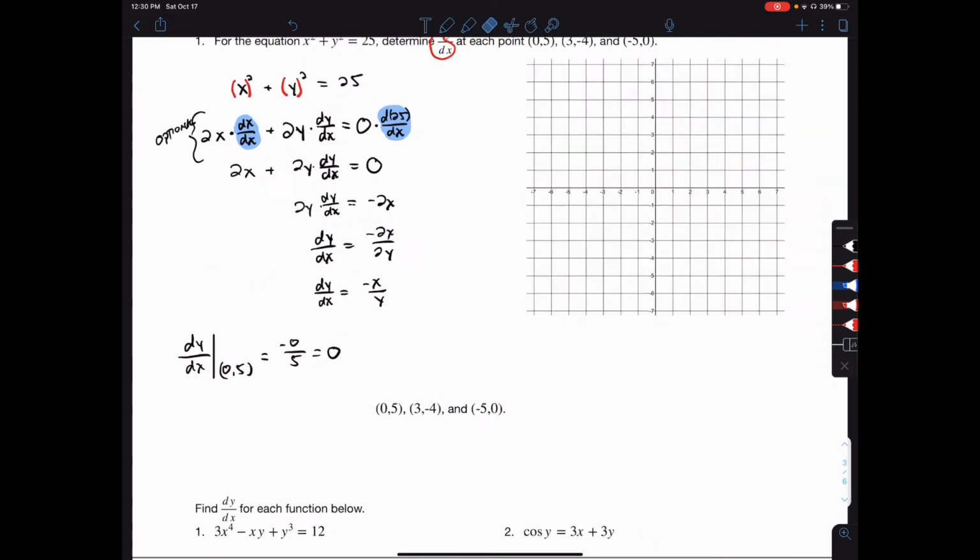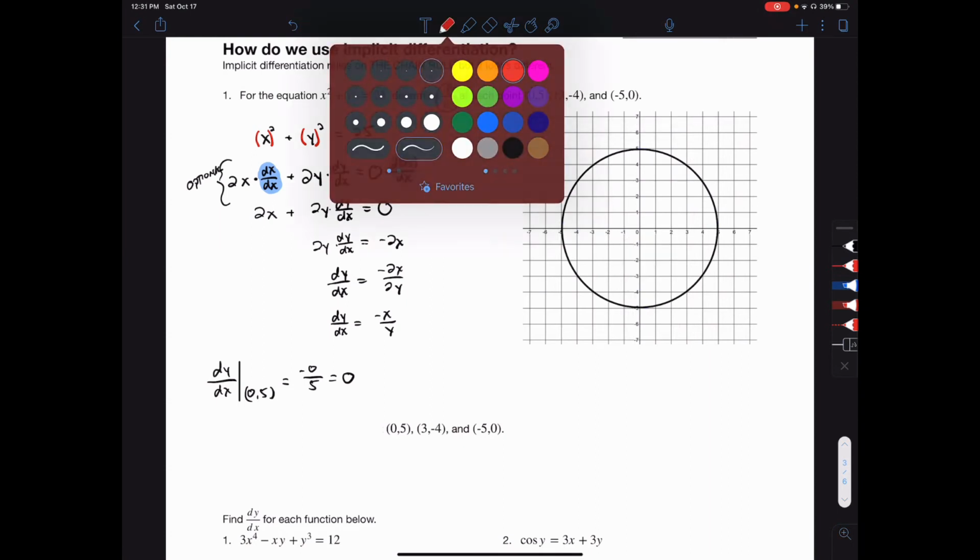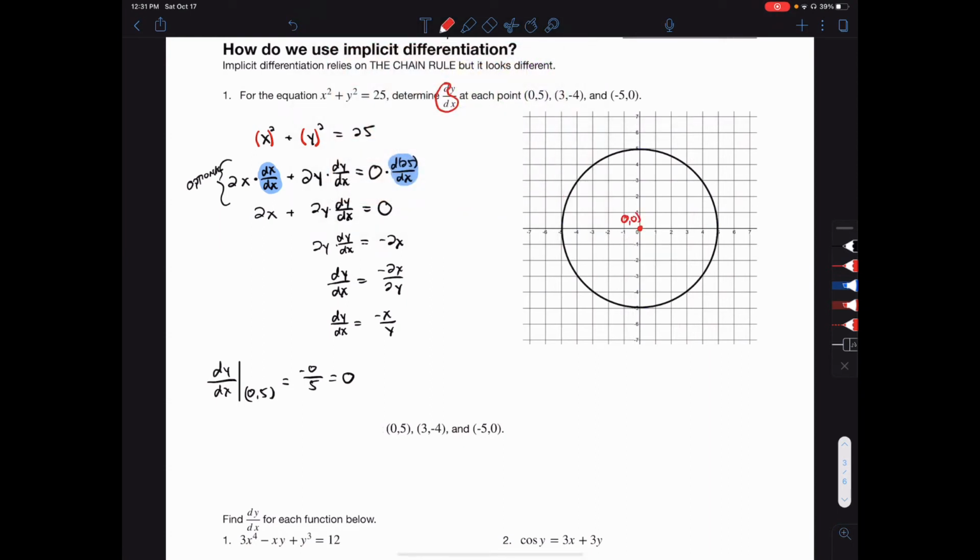Before we do these other points, let's just examine this looking at the graph. We weren't asked to graph this, but I just want to do it to make sure you understand. This, once again, is a circle. Its center is at the origin, and its radius is 5. Hopefully you remember that from geometry and from pre-calculus. So this is the circle. Here's the center at 0, 0, and it has a radius of 5.